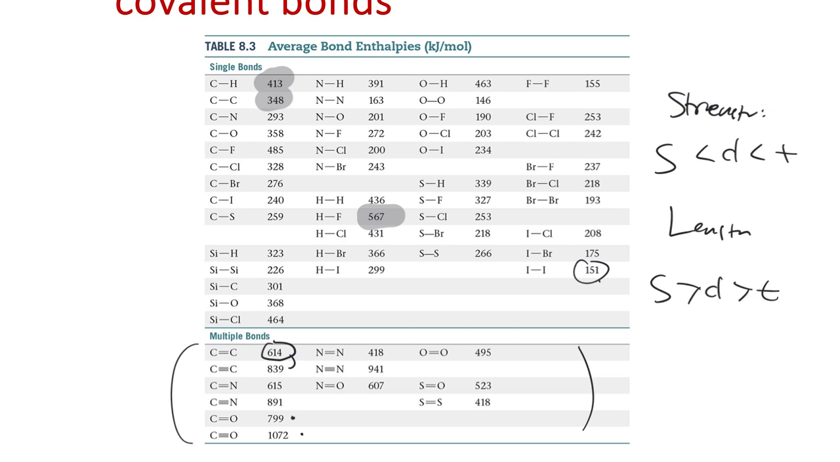So long bonds generally are weaker than shorter bonds too. If you can shorten a bond, if you can strengthen the bond through polarization, generally you're going to have a stronger bond. And certainly if you strengthen that bond or shorten it through adding more bonding pair electrons, then of course you add a lot of strength to the bond.